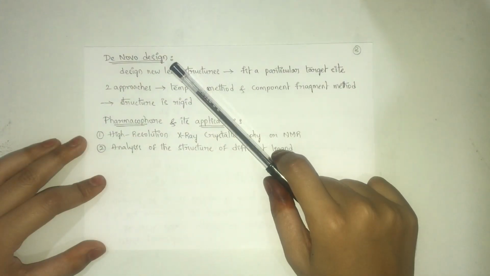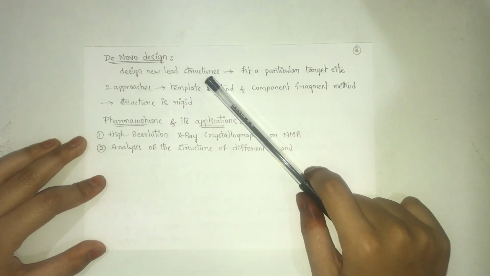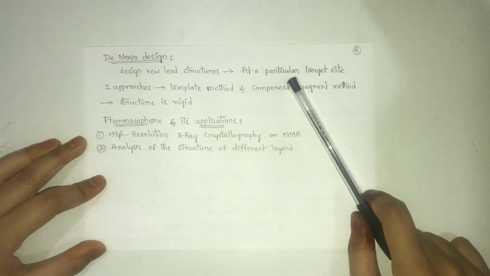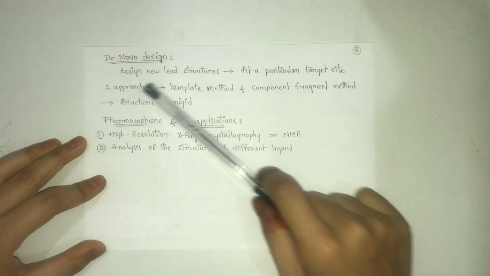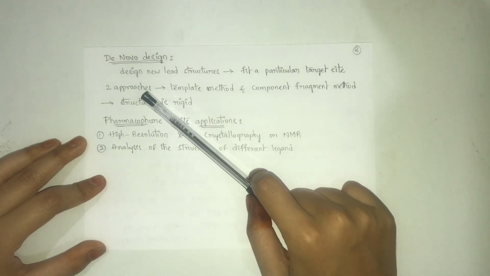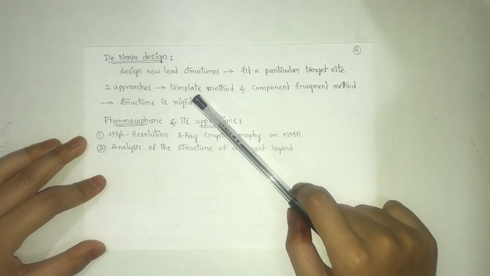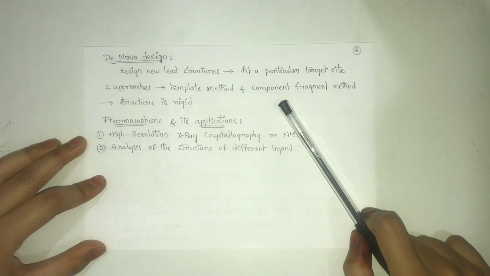De novo design. De novo design is the use of docking programs to design new lead structures that fit a particular target site. Two strategies are normally followed. The first is to use a template structure, and the second is to construct a new molecule from component fragments of structure. These approaches both involve fitting fragments of structure into the target site. Consequently, both approaches can only be followed if the structure of the target site is reasonably well established.